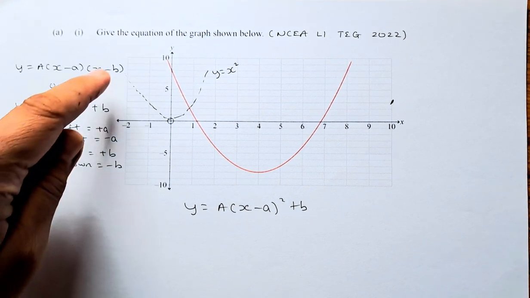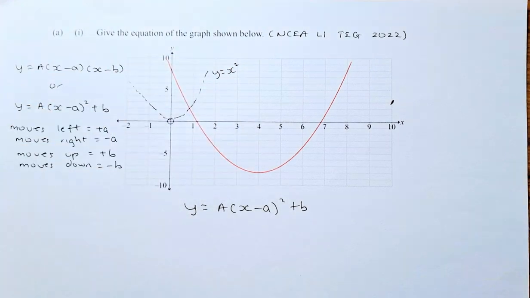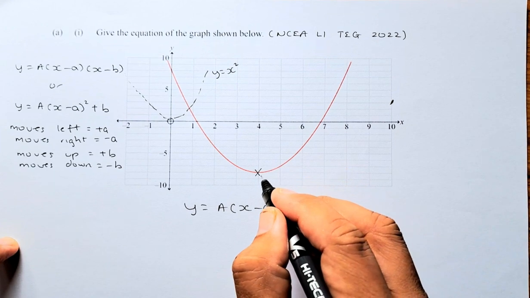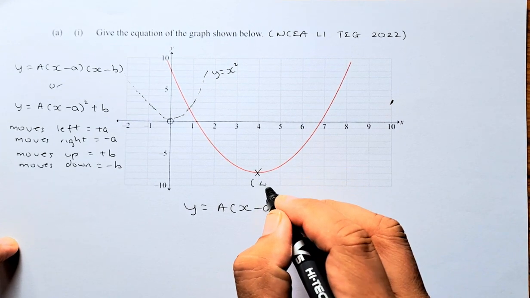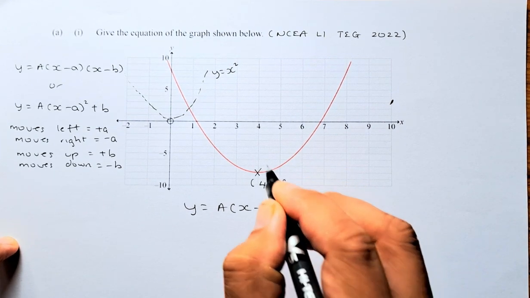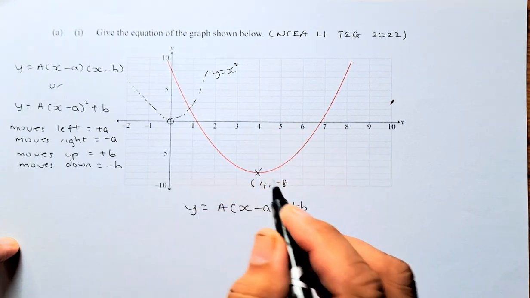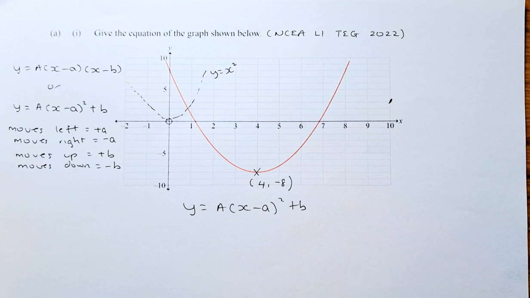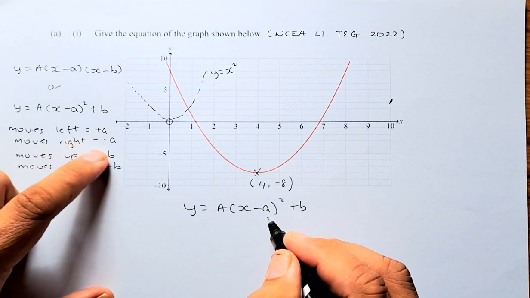Originally our graph is at 0, 0. So y equals x² is at 0, 0. That graph has actually moved 4 to the right and 8 down. How do I know this? Because the lowest point, the vertex, is at (4, -8). If you look here, it's (4, -8). So it has moved 4 to the right and down 8. Now we know it moved 4 to the right, so a has to be negative.